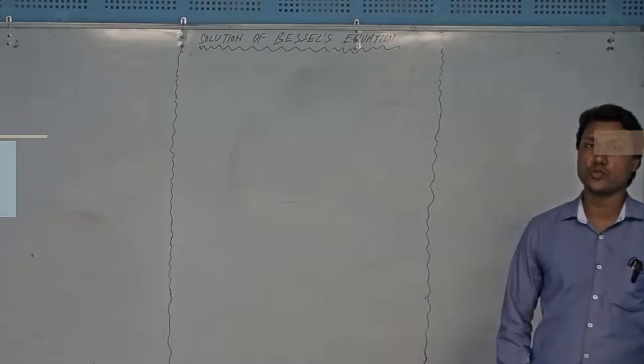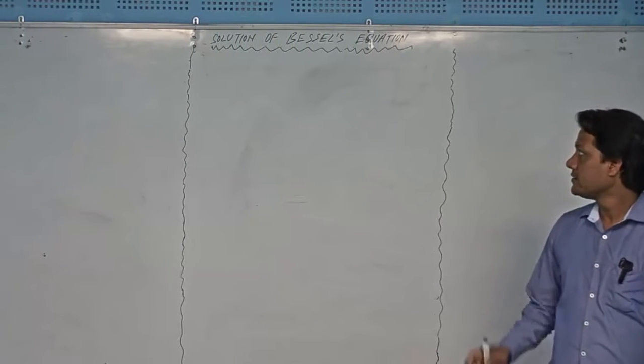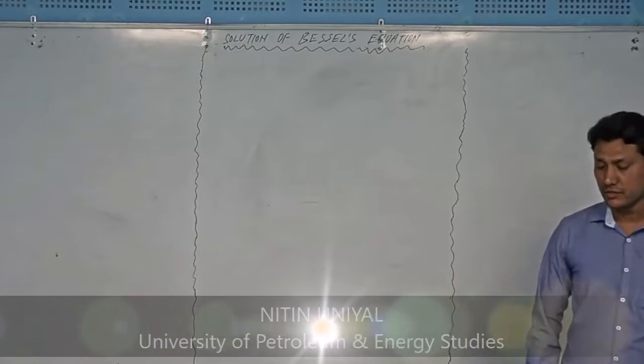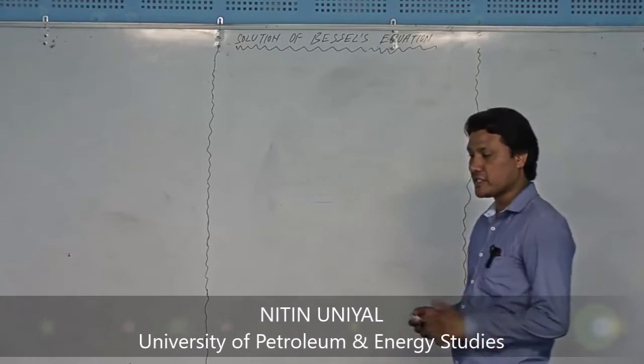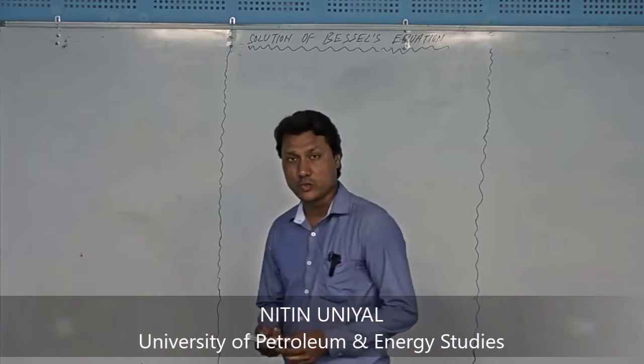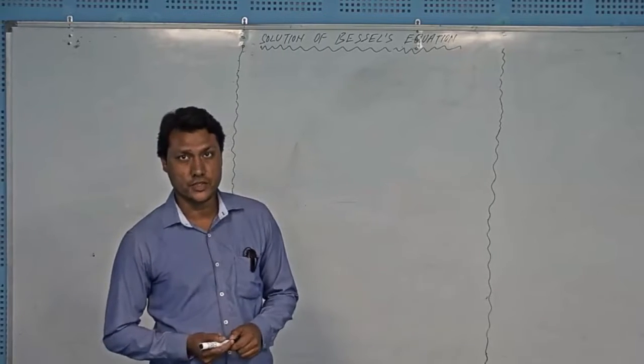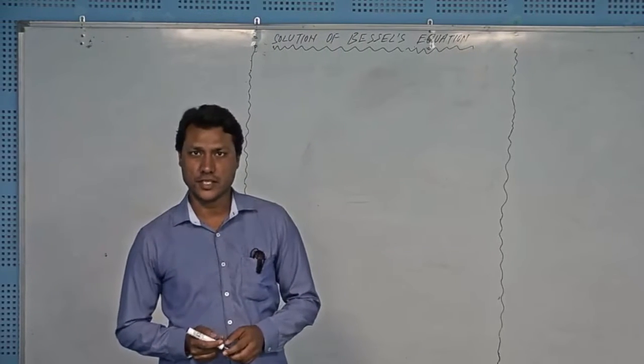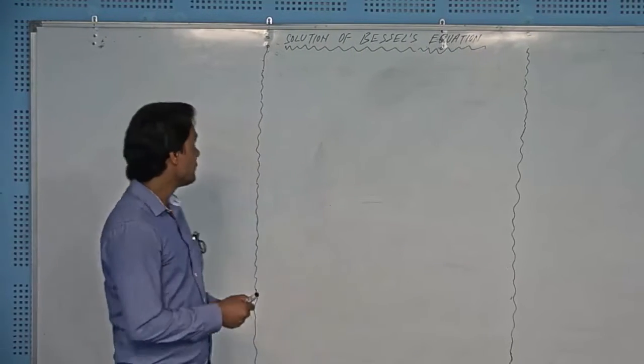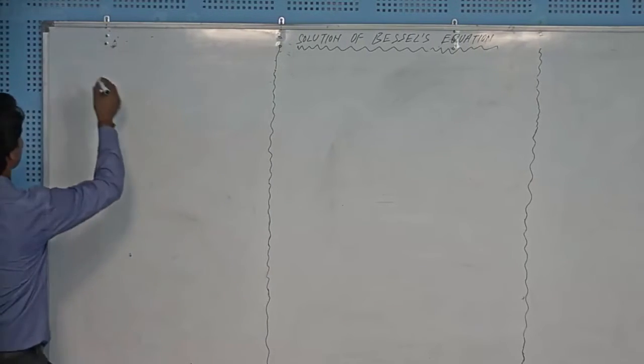The topic of today's video will be the solution of Bessel's equation. Like we have seen in our last videos, a Bessel equation has a singularity, or we call it a regular singular point, at x equal to 0, right? So we have to use the Frobenius method this time. I will start with that Bessel's equation, and that is of this form.